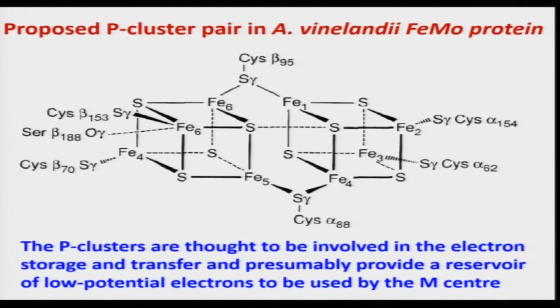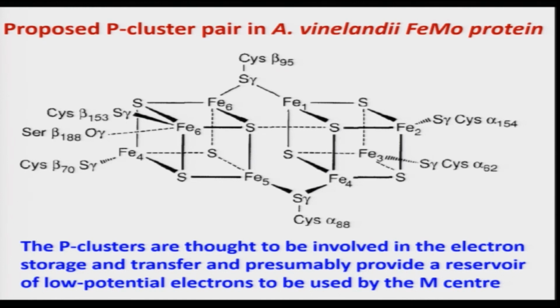Now, this is the proposed P cluster structure. It is not exactly an iron sulfur cluster, as you can see that there are two iron sulfur clusters connected with the cysteine sulfur, and this P cluster is thought to be involved in electron storage and transfer, and presumably provides a reservoir of low potential electrons to be used by the metal center during the reduction process.